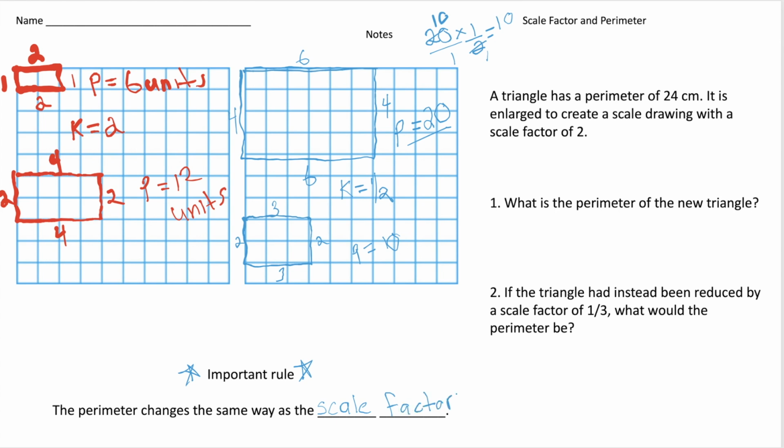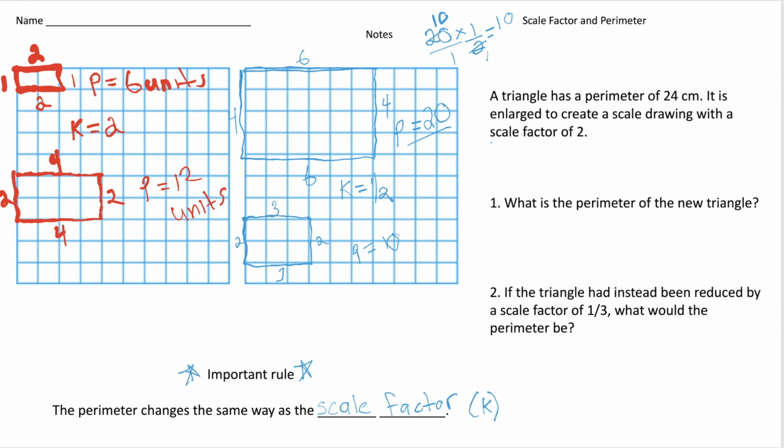All right, and remember the scale factor can also be called the K value. K value is a fancy way to say scale factor. So now knowing that, let's try a couple more problems. A triangle has a perimeter of 24 centimeters. It is enlarged to create a scale drawing with a scale factor of 2.